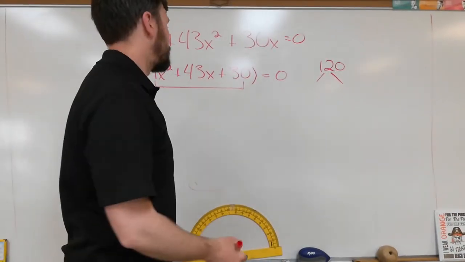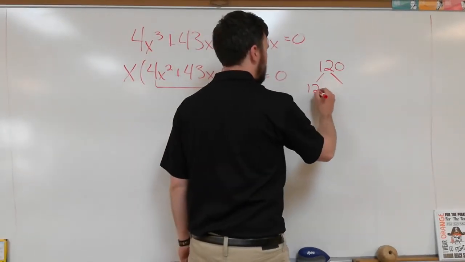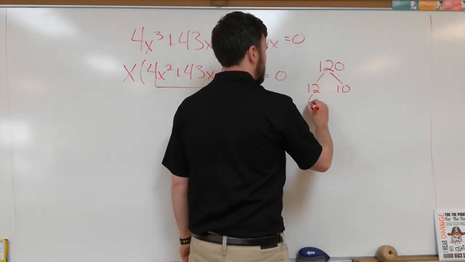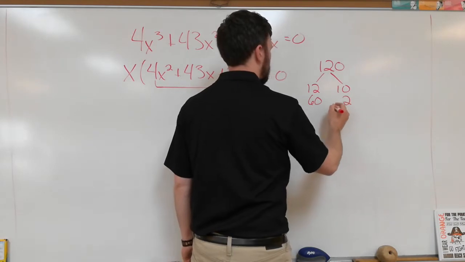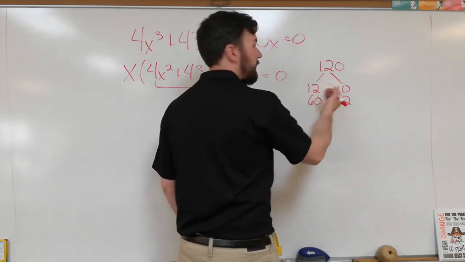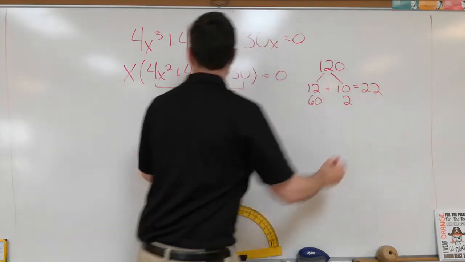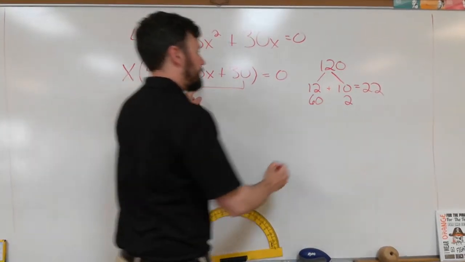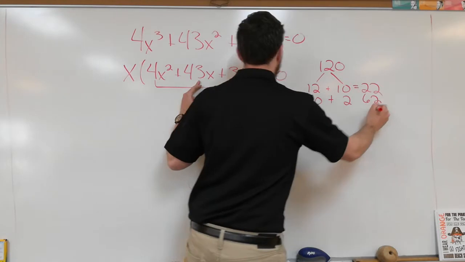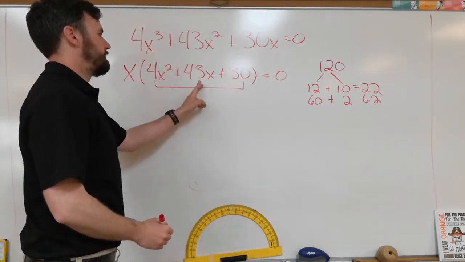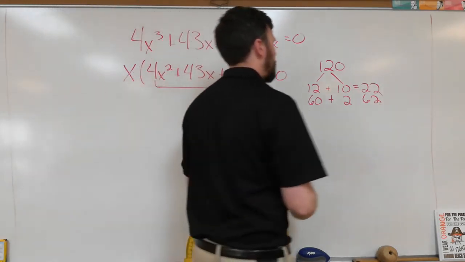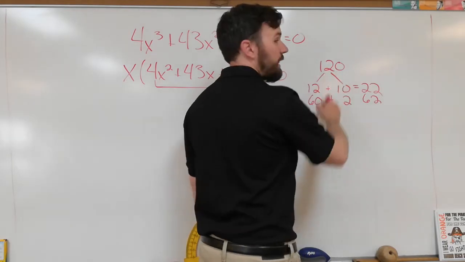I'm going to put it right here. So what times what equals 120? I'm going to start with the obvious ones, which is like 12 and 10, 60 and 2. Let's just see what happens when we add these up. 12 plus 10 is 22. Does that equal 43? No. This is 62, does it equal 43? No. All right, let's try some more.